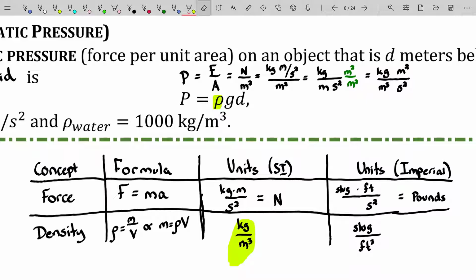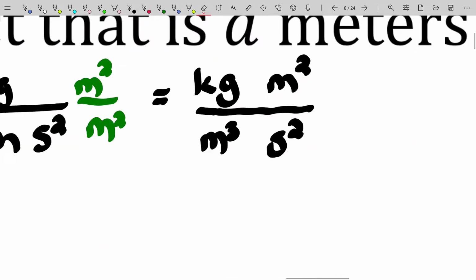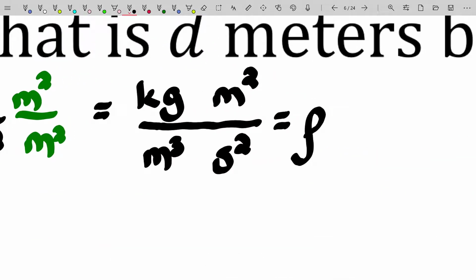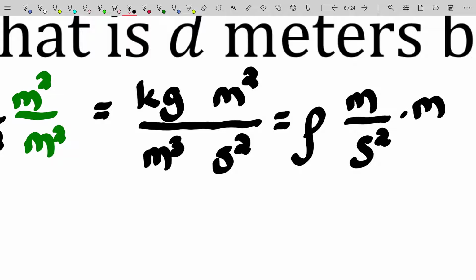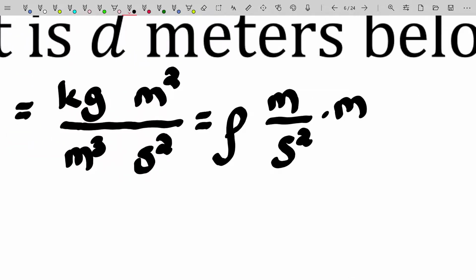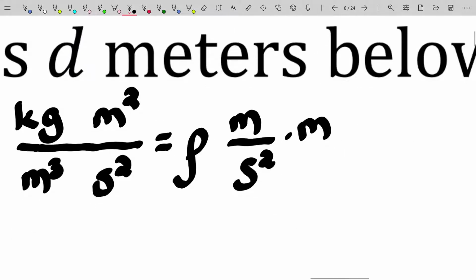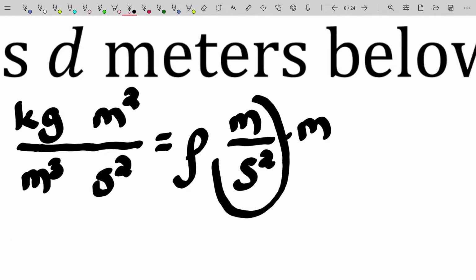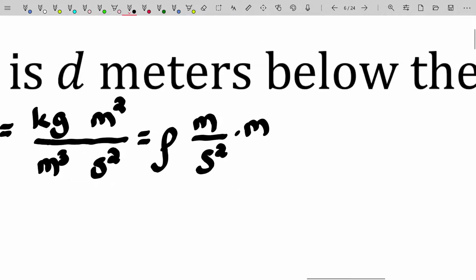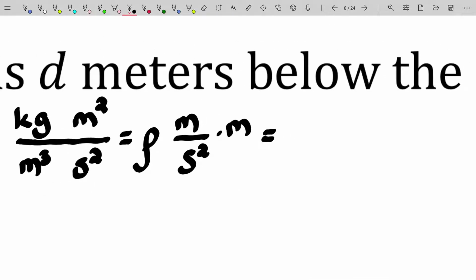So I'm going to go ahead and replace that kilograms per cubic meter with density. And note as well that I split the square meters upstairs into just meters times meters. The reason why I did that is because this right here, meters per second squared, is an acceleration. So I'm going to go ahead and say this is rho times an acceleration times meters.